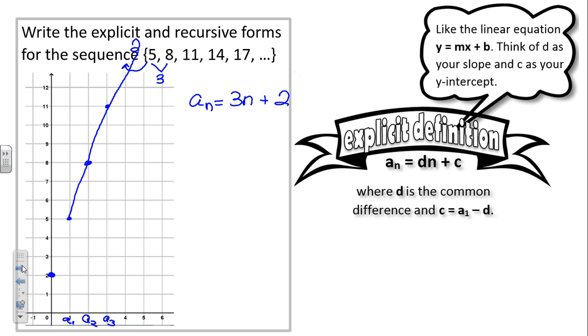Yes, sir. Yep. Yep. And so let's say that we wanted to find the 50th term of this now. We would simply say a sub 50 is 3 times 50 plus 2, so 152 would be the 50th term. Make sense?